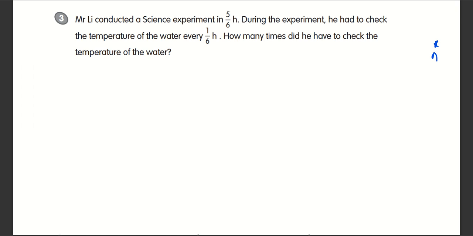Okay, with my raised steps as usual. So Mr. Lee here conducted an experiment in 6 hours. During the experiment, he had to check the temperature of the water every 1/6 hour. How many times did he have to check the temperature of the water? So the question says how many times he has to check, so the answer will be in times, the number of times he has to check.